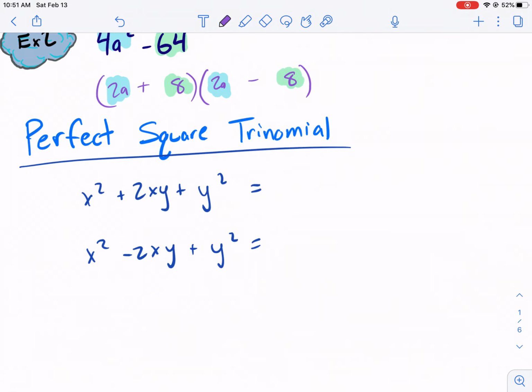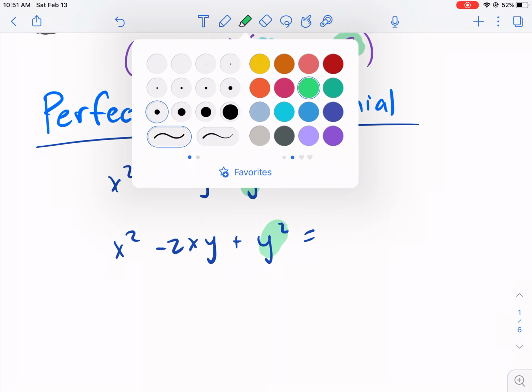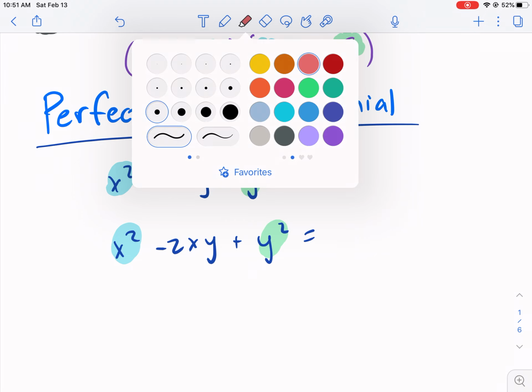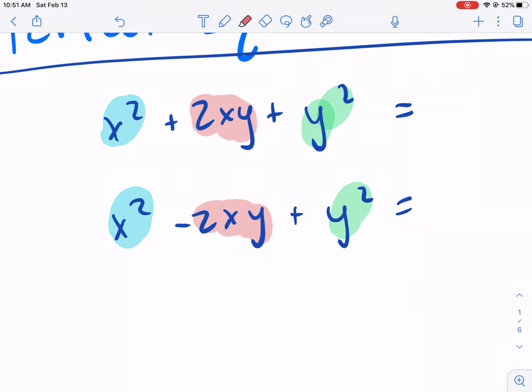Perfect square trinomial, this is a special case. Anytime you see a square term in the front for the first term, the last term has to be a perfect square too. The first term has to be a perfect square, all right? And then the middle term is double the first term's square root times the last term's square root. So we take the square root of the first term and the last term, x and y, and we double it.